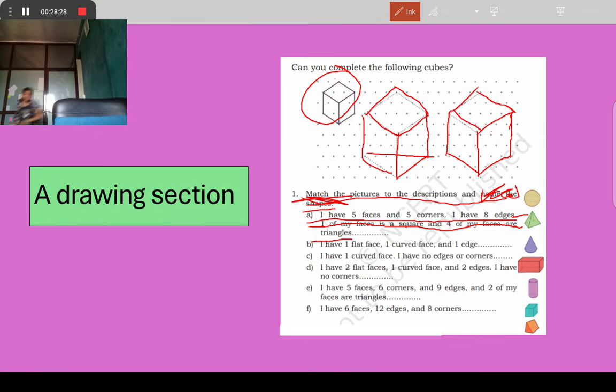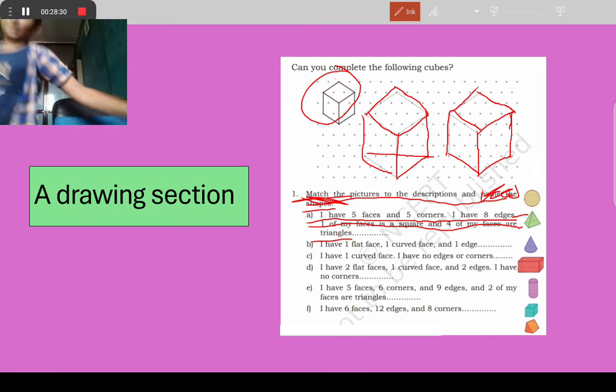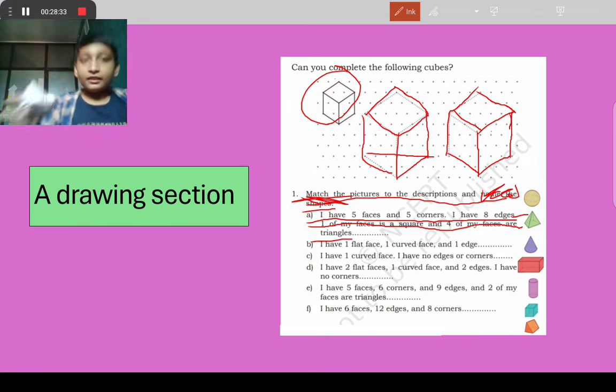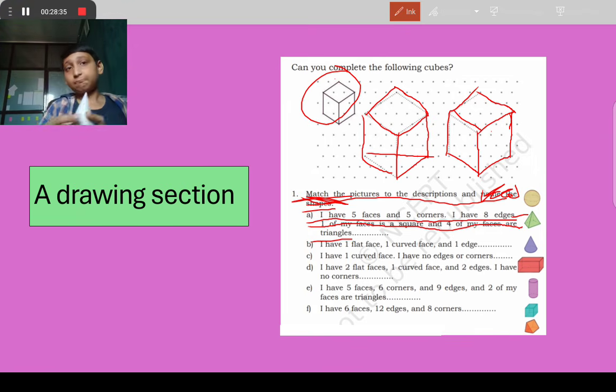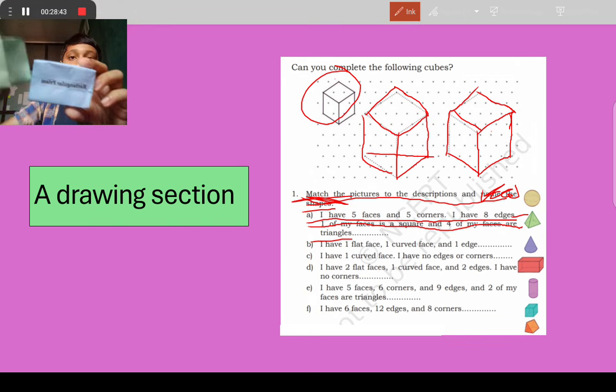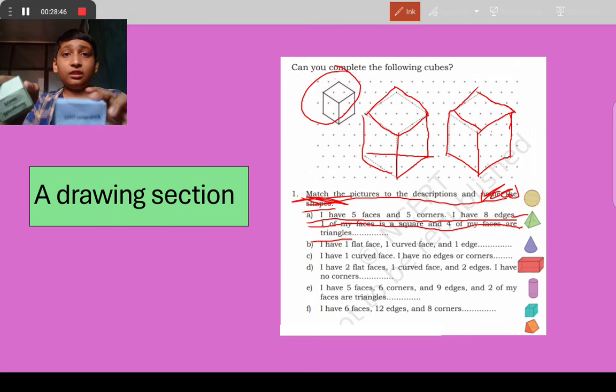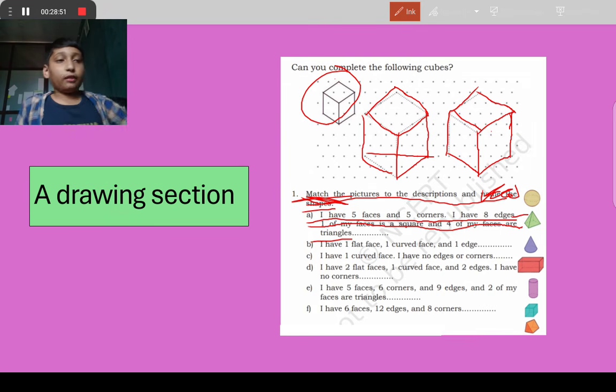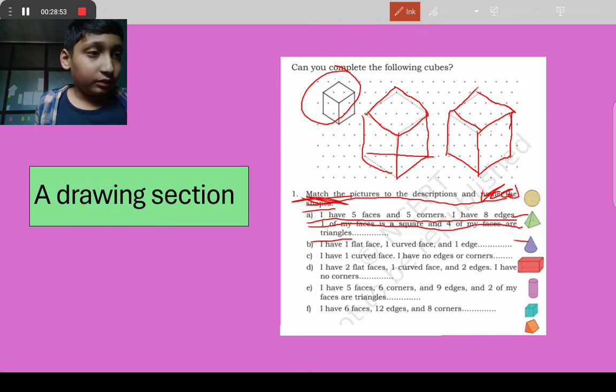So, this is a cone. Every single shape. I labeled them too for you to learn well. Then this will match the cone. I have one curved face. It is a cone. What is the shape? You tell me, viewers. Do you even know this?